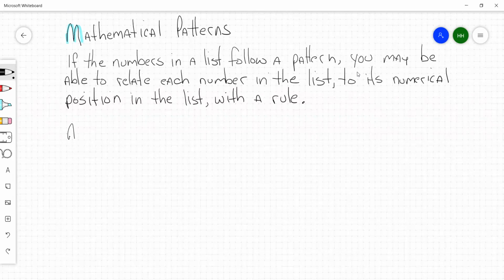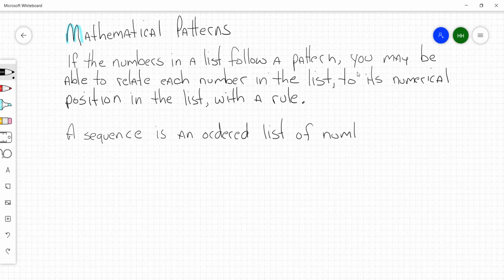A sequence is an ordered list of numbers. Each number in the sequence is a term of the sequence.